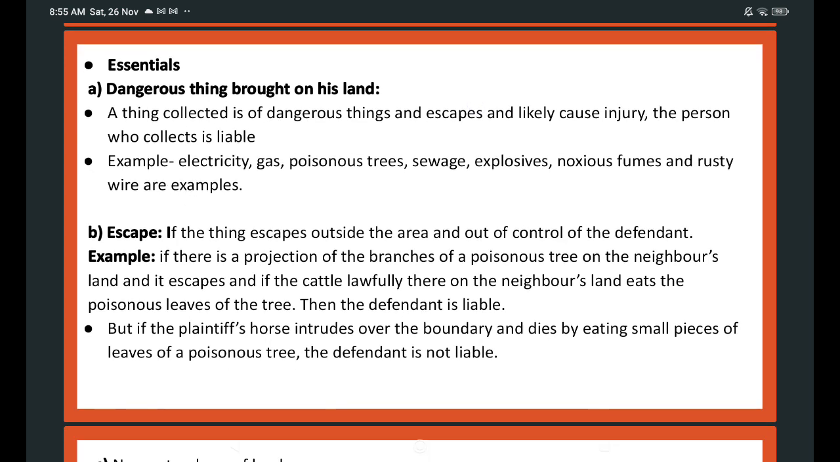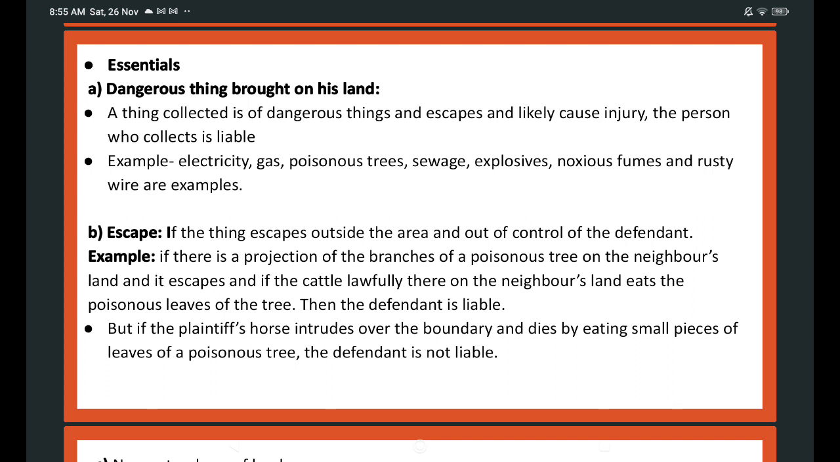What are the essentials of strict liability? Dangerous things brought onto his land. A thing collected is a dangerous thing, and if it escapes and is likely to cause injury, the person who collects it is liable. Examples: electricity, gas, poisonous gas, sewage, explosives, noxious fumes, rusty wire, anything.